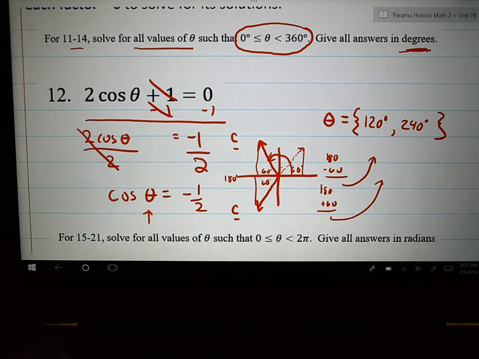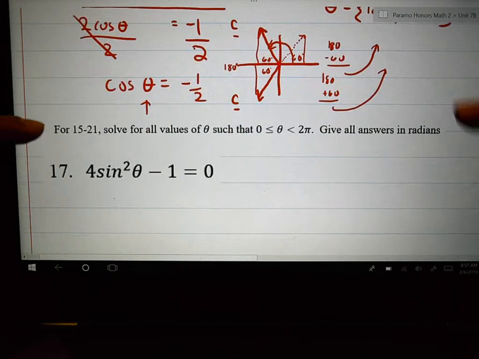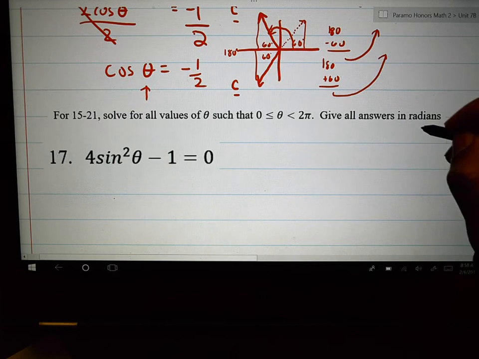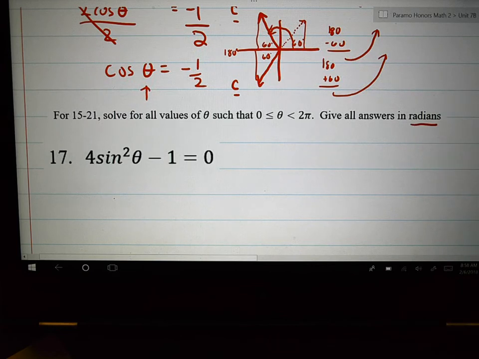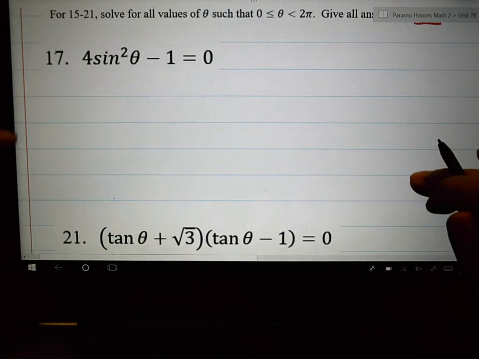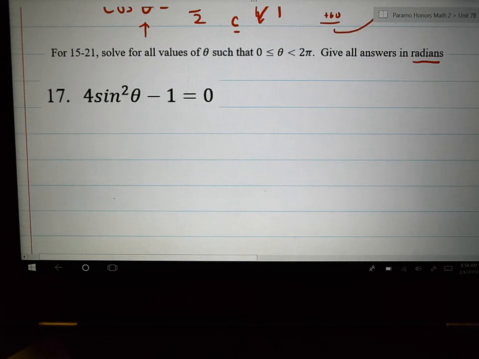That was number 12. Number 15 through 21, guess what we have to do that's different? Now we have to use radians. And there's a squared term in it. So we're going to have to do a couple things differently, which is why I have chosen 17 and 21. But let's just go ahead and work this out.